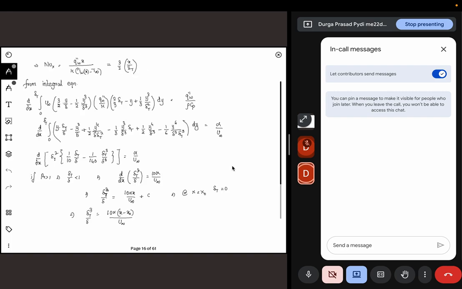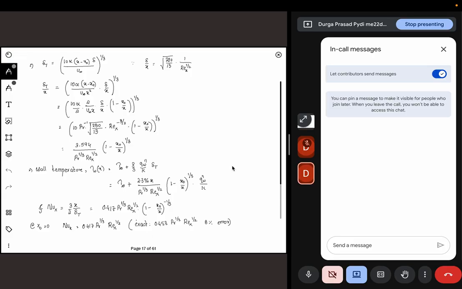If you substitute that here, and again take the same assumption that Prandtl number is greater than 1, so delta T by delta is very much less than 1, so this term can be neglected. If you substitute that, this is the equation for delta T. So this is the equation I will be left with for delta T by x. Once I know delta T, then I can calculate the corresponding Tw of x, which turns out to be this.